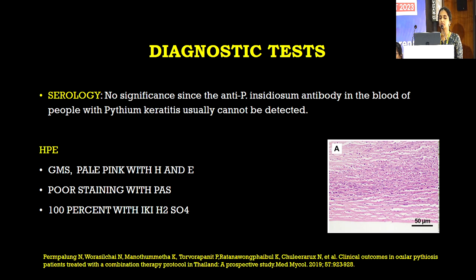to stain the pythium filament very well. With hematoxylin eosin, there is a pale pink color, hence we cannot distinguish a pythium filament, whereas with periodic acid Schiff, there is very poor staining.